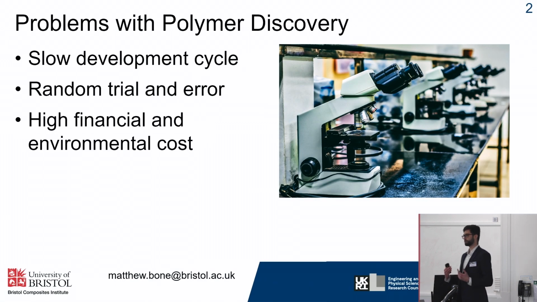So the issue with the traditional way of doing materials discovery really is speed. We're still using the same trial and error campaigns that were used to discover polymers over 100 years ago. And as you can imagine, when you try everything available to you and ultimately throw that away in the bin afterwards, it's got quite a high financial and environmental cost. And we're trying to move away from that to more sustainable forms of R&D.